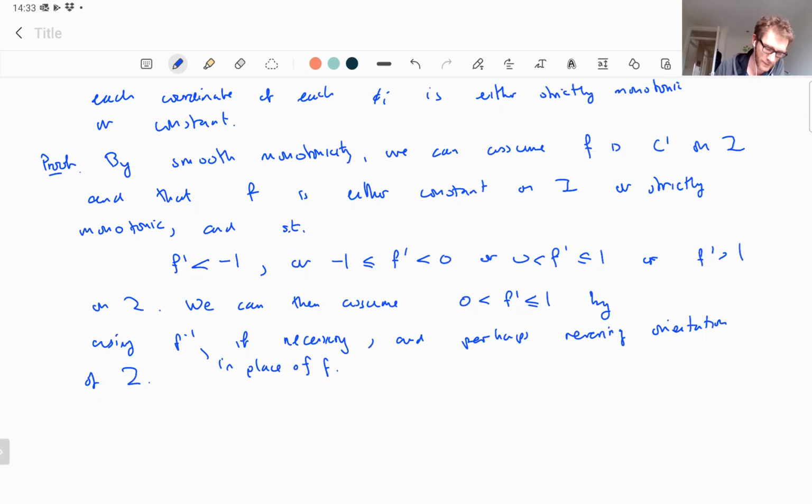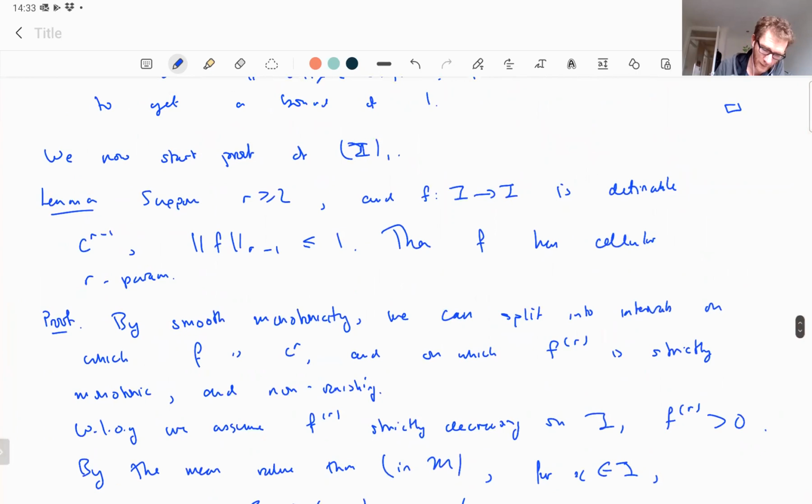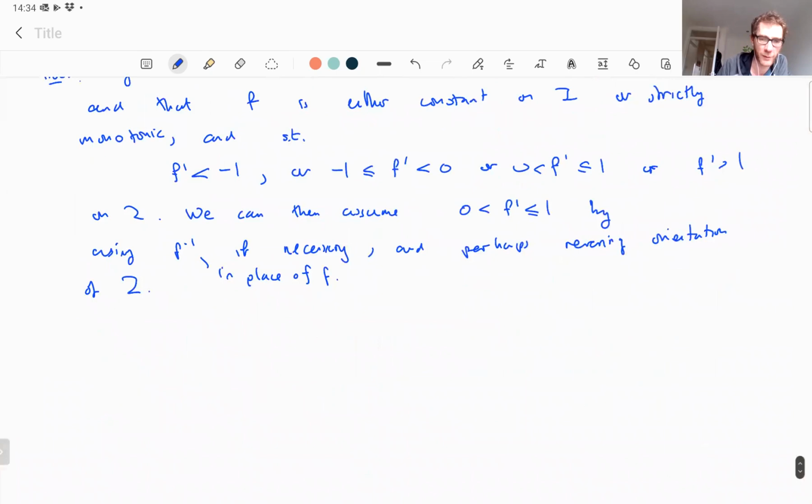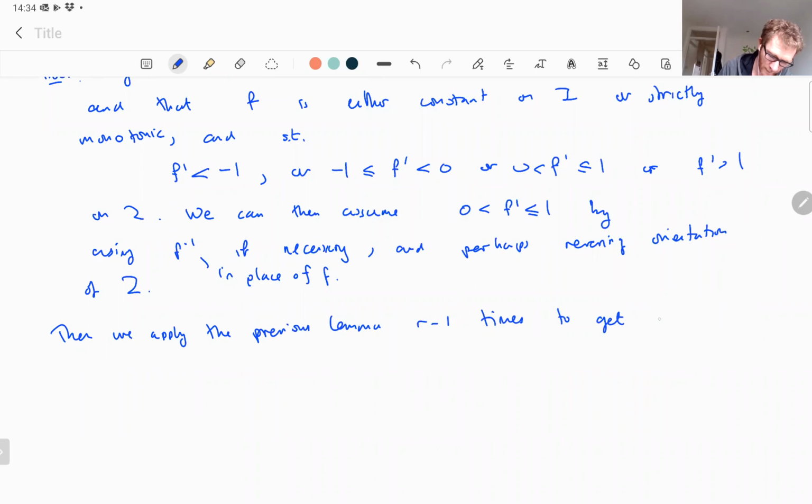And then I can apply this with r equals one, because my function is now C1 and I've got first derivative bounded by one. But then I can apply it r minus one times inductively. So we apply the previous lemma r minus one times to get a parameterization big phi of I. Right, the first one gives us a parameterization of the interval, such that when I read the derivatives of the function through the charts, they're all bounded.